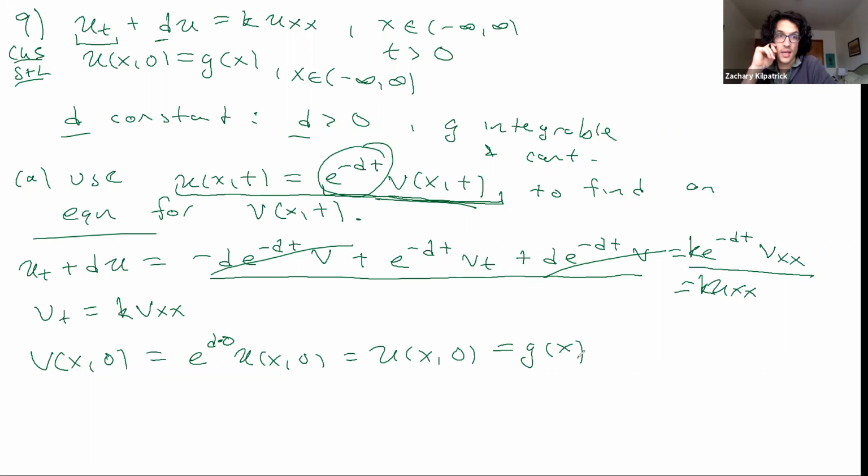An easy mistake to make, though, is when you do these change of variables, don't forget to make sure and adapt your initial condition. All right. So now what is v? So part B will be to solve. What's v going to be in this case? And you can say it in terms of the fundamental solution.